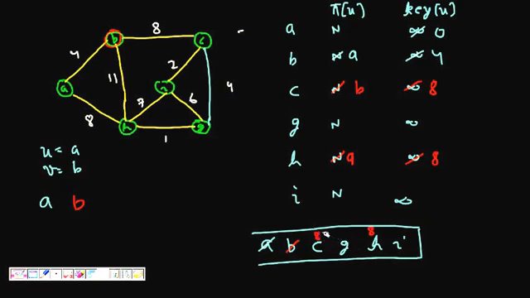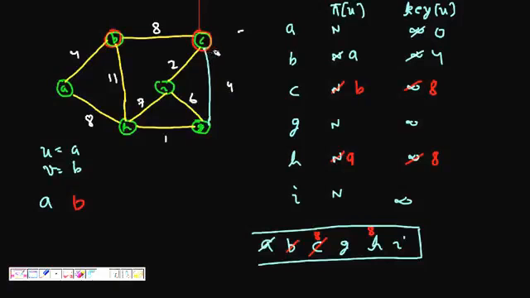So now we see C has a weight of 8, H has a weight of 8, and A and B have already come out. So now we can take out any one of them. Let's take out C randomly because both have equal weight. So we process C out. Now C is the main node, the discovering node.